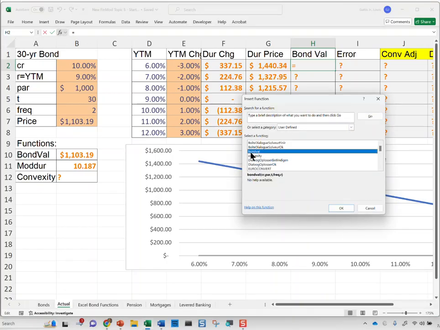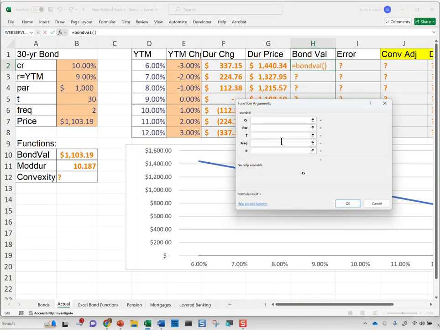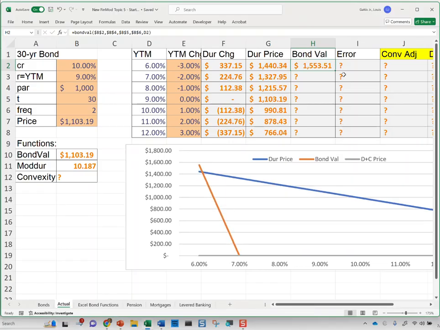I'm going to put in bond val. I'm going to put in the coupon rate, anchor it. The par, 1,000, anchor it. The maturity, 30 years, anchor it. The frequency, 2 times per year, anchor it. And the discount rate, I'm not going to anchor it. I'm going to click on the 6% right here, because I'm going to value the bond if the yield to maturity were 6, 7, 8, 9, 10, 11, or 12. Copy.